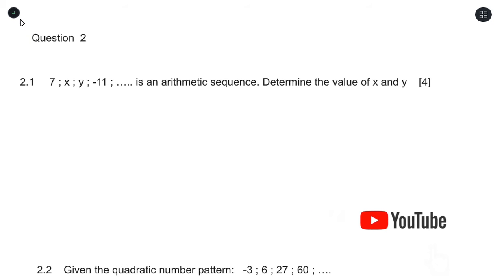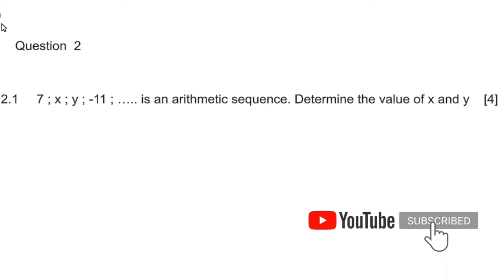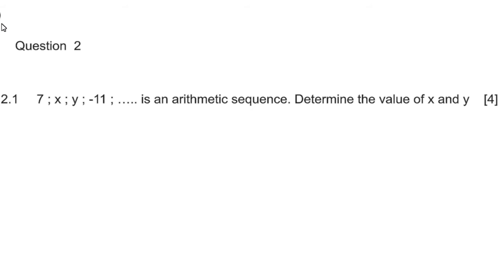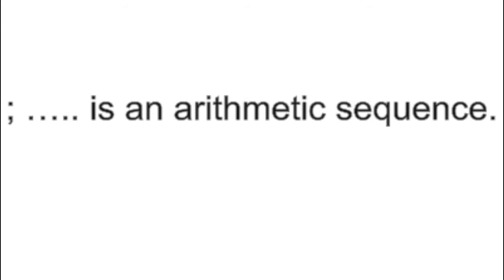So this is question 2. Now 2.1 says 7, x, y, and -11 is an arithmetic sequence. Determine the values of x and y. Now this question says that this is an arithmetic sequence.